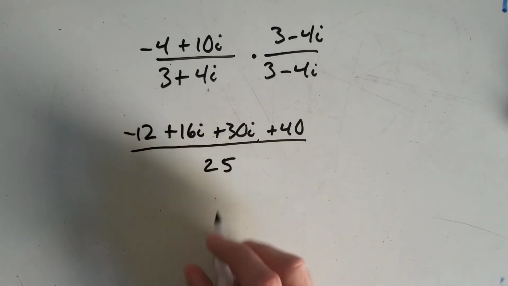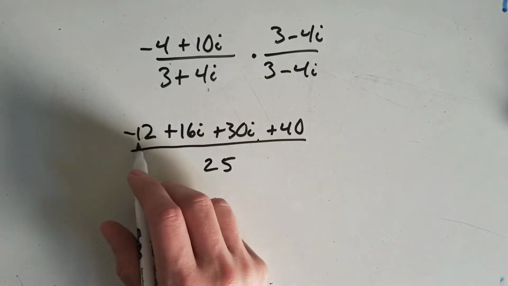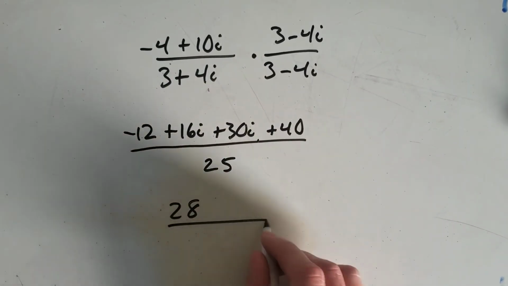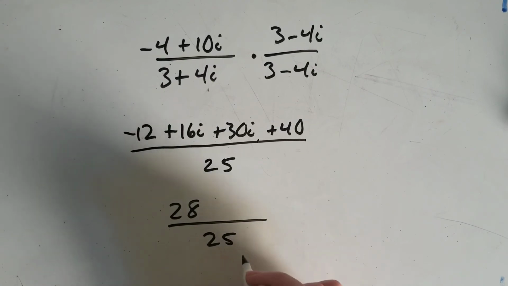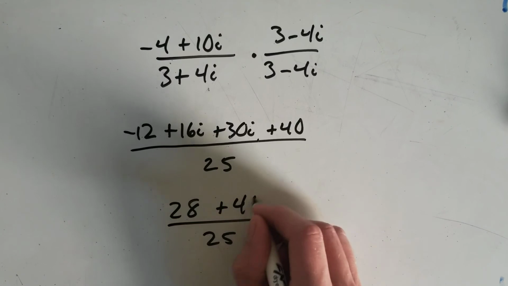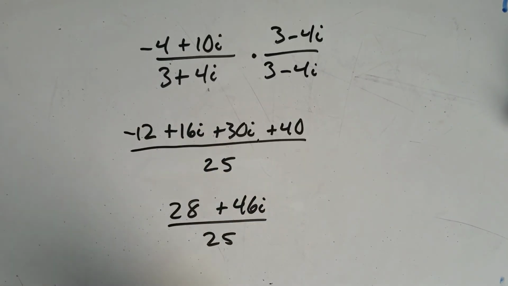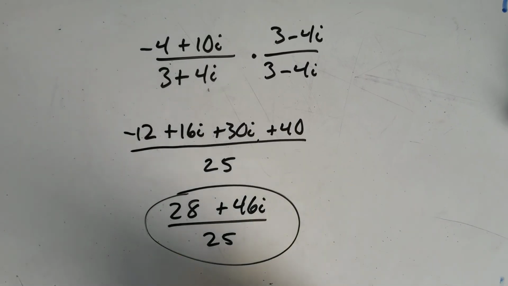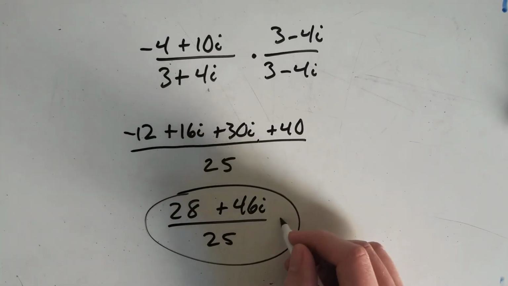And on the top, we can simplify right below. Negative 12 plus 40 should give us a 28. 25 on the bottom. And then 16i plus 30i is plus 46i. And just like that, we're all done. We have a complex number in the top, we have a number in the denominator, no i's in the denominator.